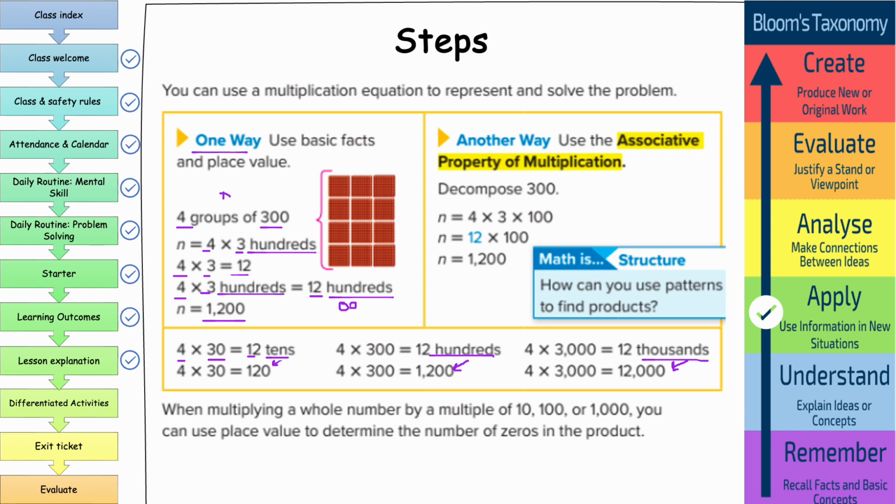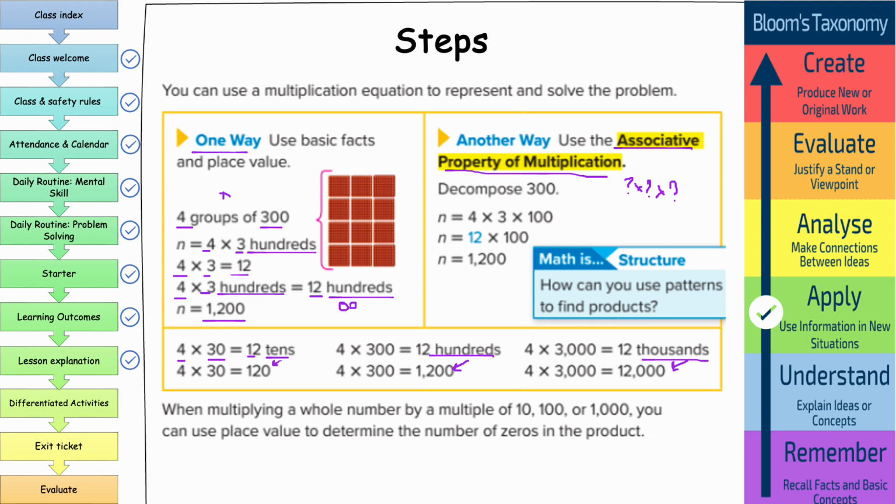Now the second way is the associative property of multiplication. So associative property of multiplication means that we are decomposing a number. So there are 3 numbers that we are multiplying.